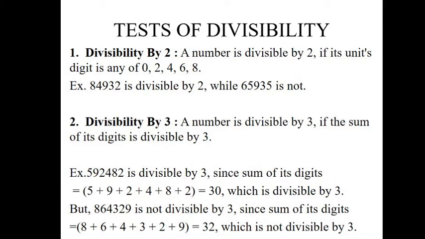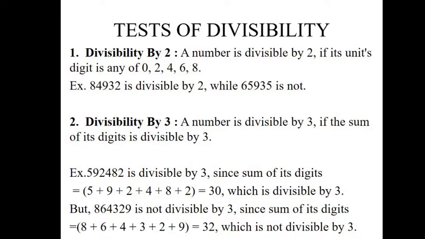The number is divisible by 2 if the unit digit is any of 0, 2, 4, 6, 8. The unit digit, the ones place of the number, if any of 0, 2, 4, 6, 8 is present, that number is divisible by 2. This number cannot be divisible by 2 since the last digit is 5. The ones place digit is 5. So it is not divisible by 2. Okay.